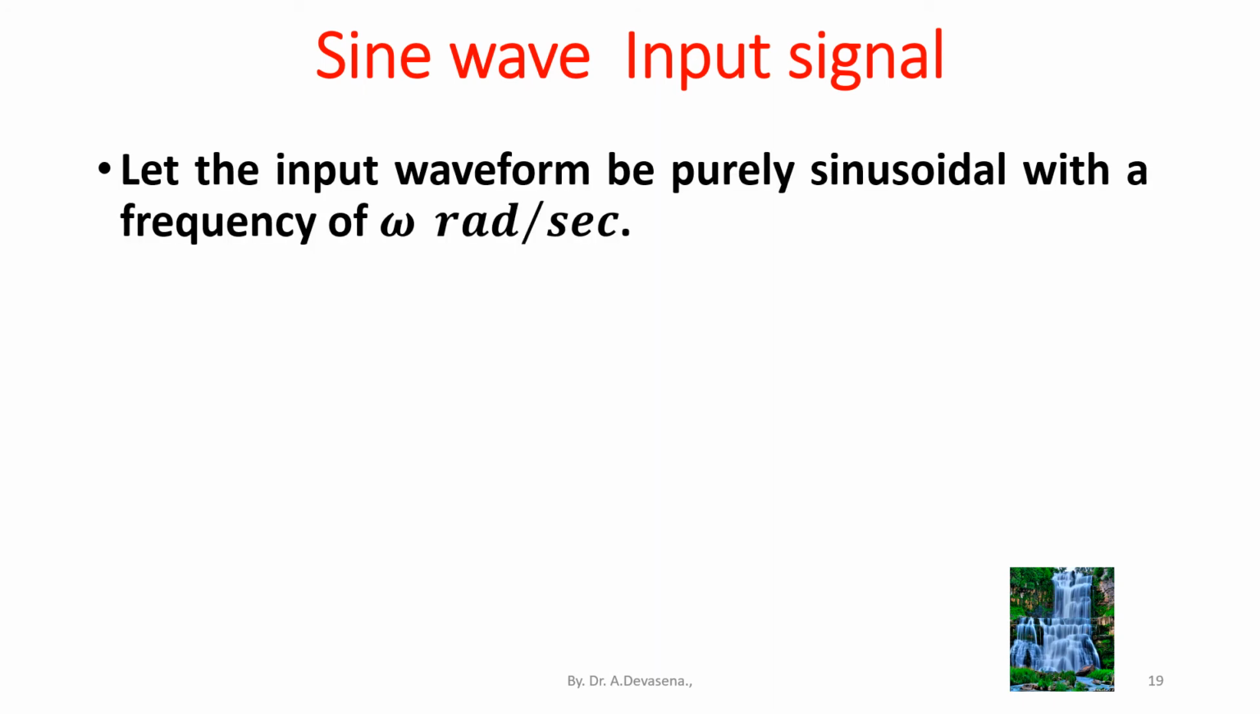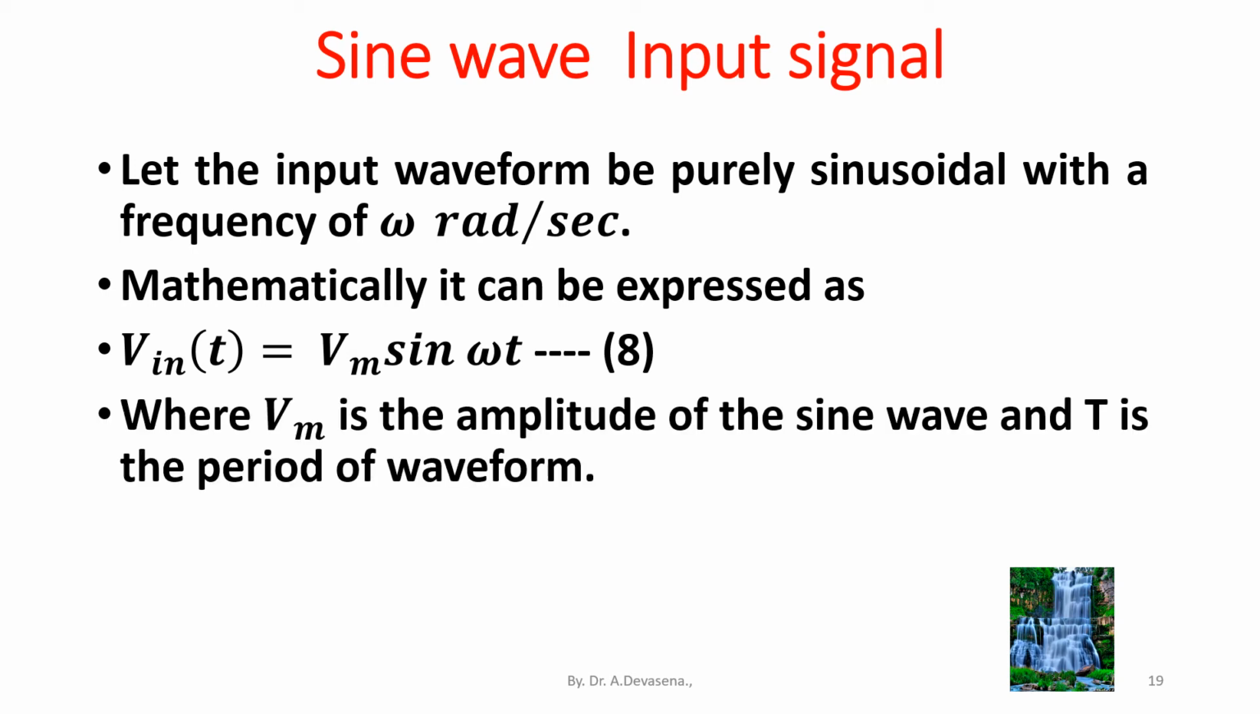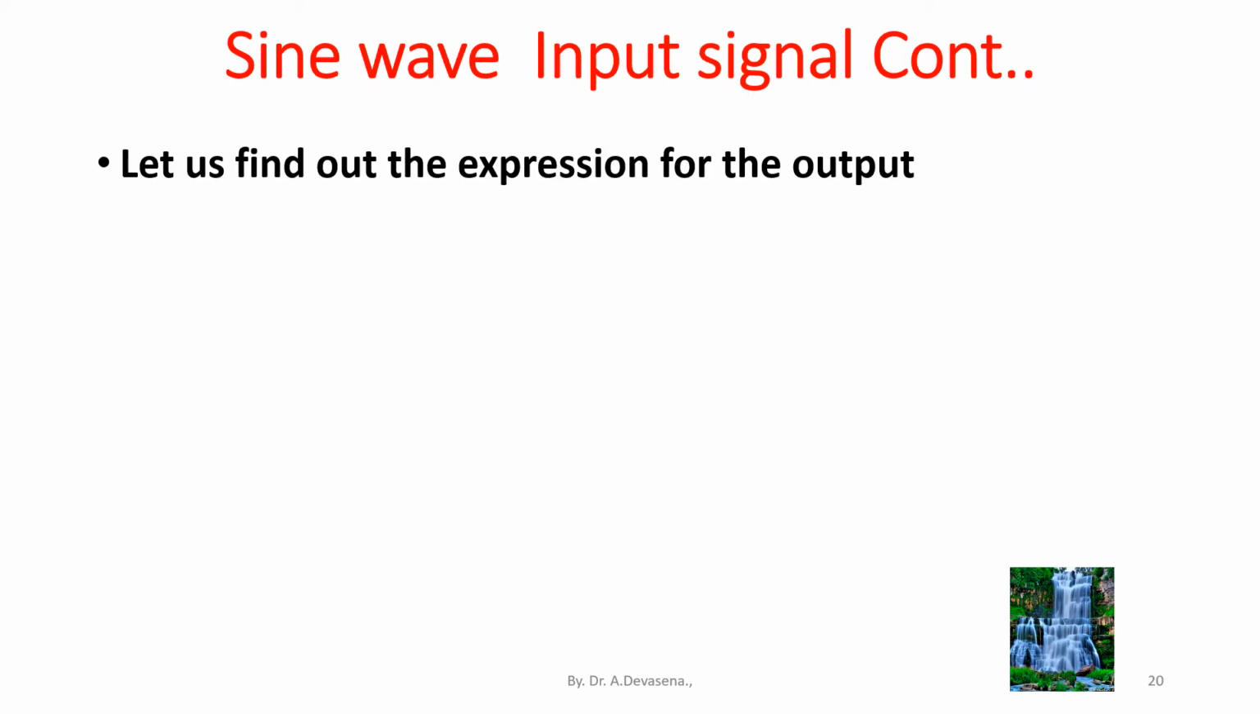Let the input waveform be purely sinusoidal with a frequency of omega radians per second. Mathematically, it can be expressed as Vin of t is equal to Vm sin omega t. Consider this is equation 8, where Vm is the amplitude of the sine wave and T is the period of waveform. Let us find the expression for the output.